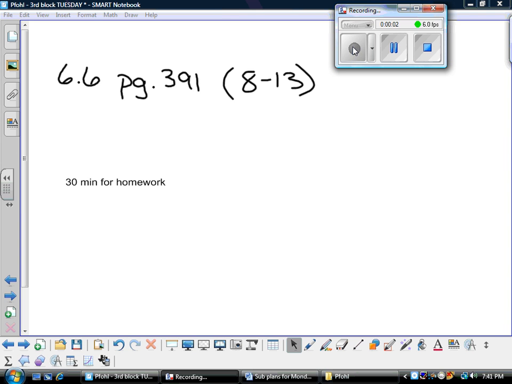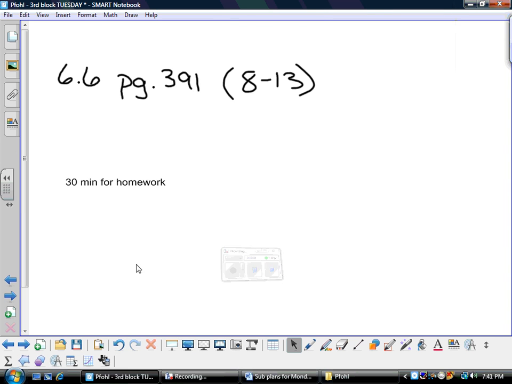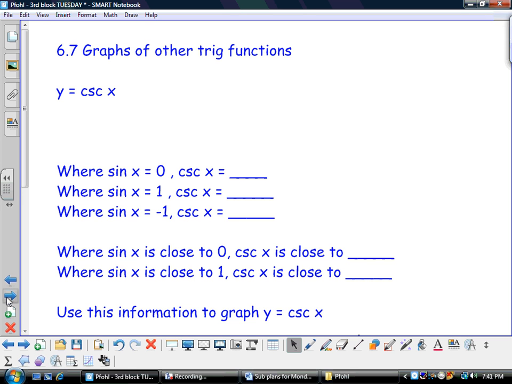Now we're going to start the 6.7 notes for today. 6.7 is about the graphs of the other four trig functions: secant, cosecant, tangent, and cotangent. We're going to start with cosecant, and I'd like you to take a minute, pause the video, and copy down what you see on the screen, and then we'll talk about it and fill in the blanks together.